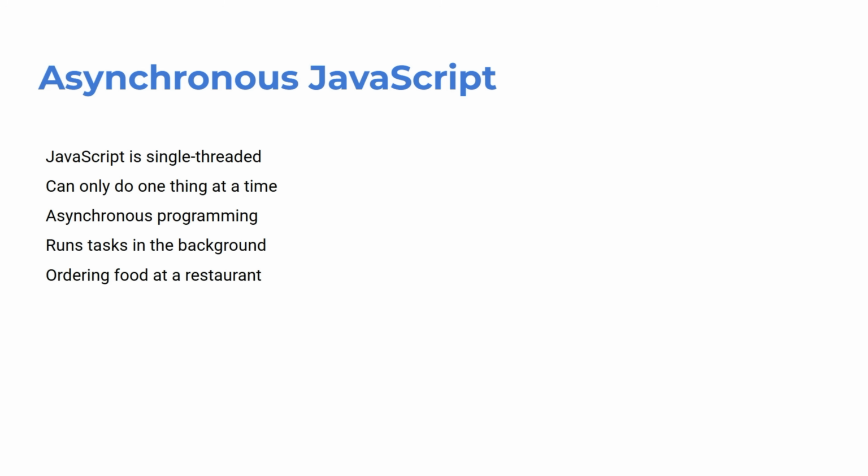Think of it like ordering food at a restaurant. You place your order, and instead of standing there waiting, you go chat with friends. When your food is ready, the server notifies you. In JavaScript, asynchronous code works the same way. Tasks run in the background, and JavaScript handles when they are done.